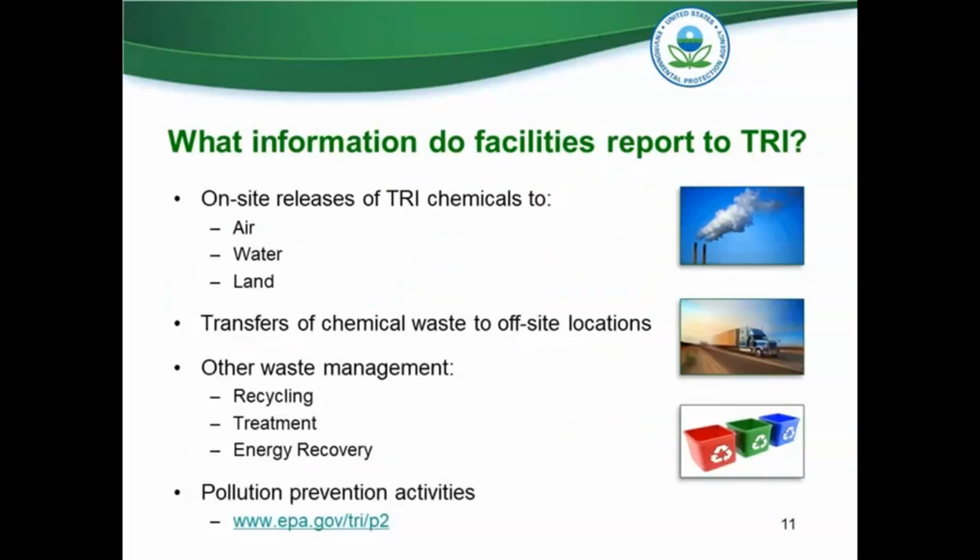So when a facility reports to TRI, that report includes the quantities of their on-site releases of the covered TRI chemicals to air, water, and land. It also includes information about any transfers of their chemical waste to another location, as well as information about how they have managed chemical waste in addition to releasing, which is a type of management. Facilities also report on how much they have recycled of their waste, how much was treated, as well as any that was burned for energy recovery. And there are different codes reported that tell us about the different methods of waste management that they have employed.